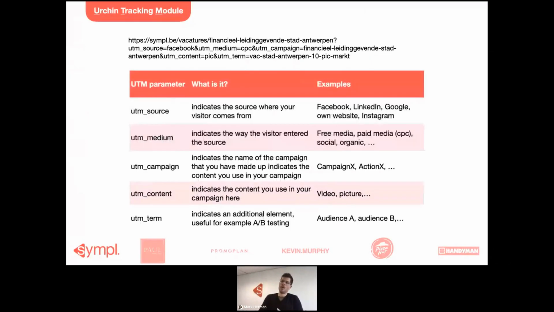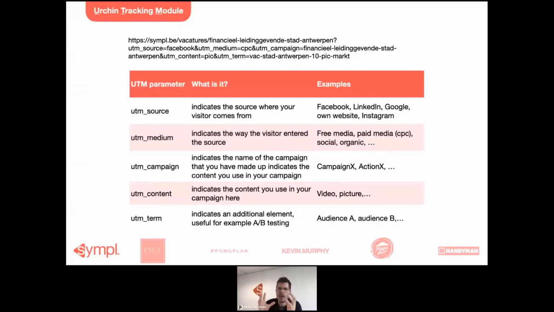Now, you can do whatever you want. There's no rules here, right? If you want to use UTM source, which we tend to use for the name of the platform, for the country where you're publishing, go ahead and be merry. There's no rules on that. It's up to you to decide how you use the UTM codes. You can see the examples here of how we use them, because that's what we felt was most logical. But it's completely up to you.